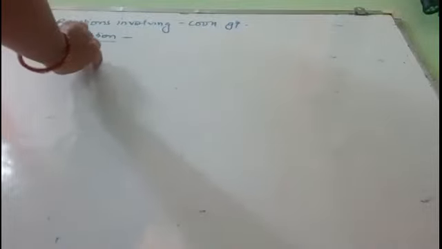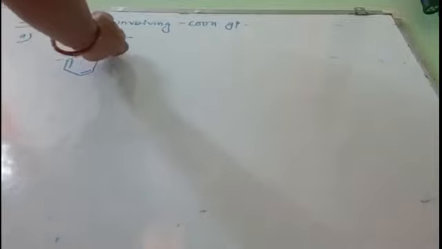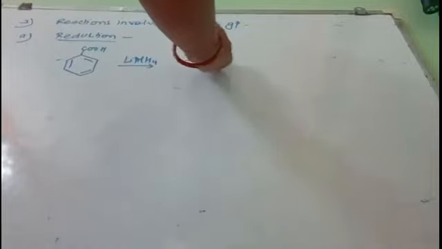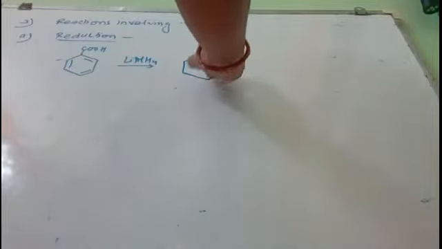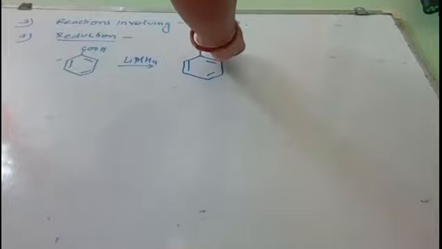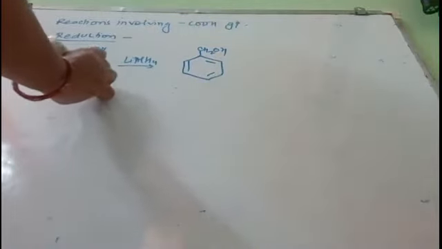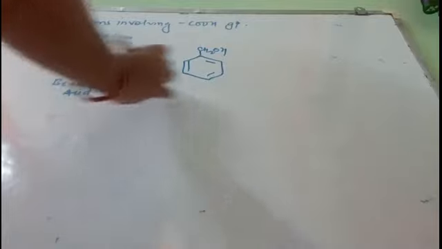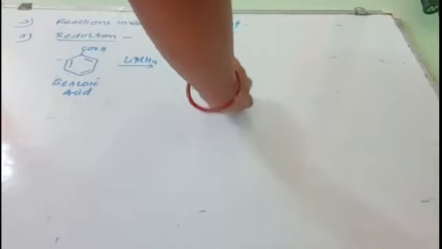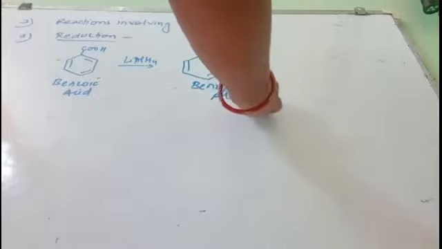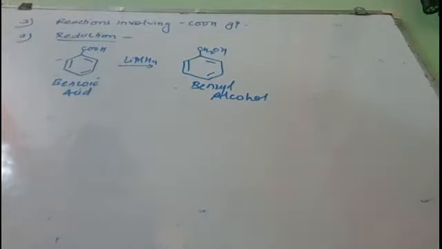So here reduction we will study first. So when carboxylic acids are reduced in the presence of strong reducing agents, say lithium aluminium hydride, they give alcohol. Primary alcohols are formed. Suppose you have benzoic acid, you will get benzyl alcohol. I have taken here benzoic acid, you can take any other carboxylic acid also.